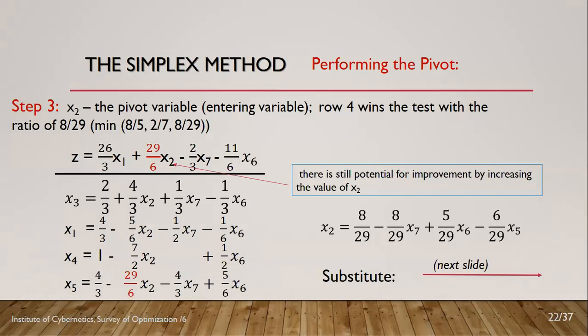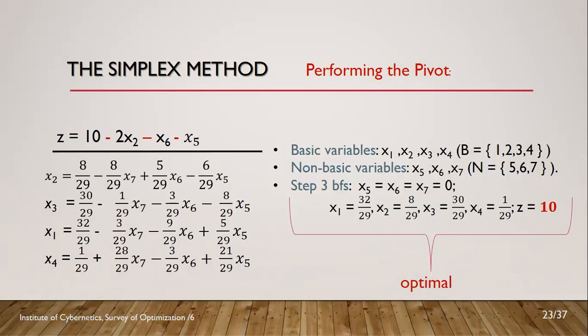Now, let's decide which row wins. Row 4 wins because we select the minimum. The minimum of the ratios is 8 over 29, yes. So this row wins. So we express x sub 2 through the other terms, obtain the expression for x sub 2, and substitute it into the dictionary. And we have for the objective function 10 minus 2x sub 2 minus x sub 6 minus x sub 5. What is interesting here?